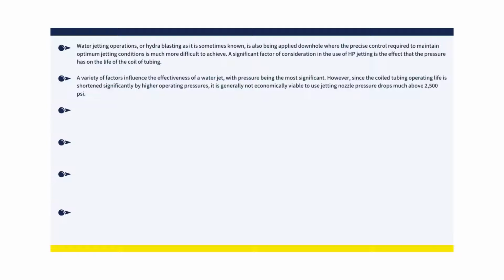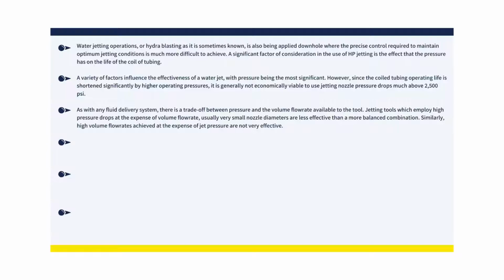A variety of factors influence the effectiveness of a water jet, with pressure being the most significant. However, since the coiled tubing operating life is shortened significantly by higher operating pressures, it is generally not economically viable to use jetting nozzle pressure drops much above 2,500 pounds per square inch.